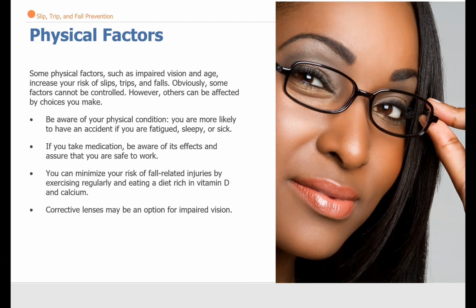And again, you can minimize your risk of fall-related injuries by exercising regularly and eating a diet rich in vitamin D and calcium. If you have glasses, please wear your glasses. You have them for a reason. We really want you to be safe. If you don't wear your glasses and you're walking around blind, that's never a good combination. So please wear your glasses and let us know if there's any issues that we can do to help you as a team member.